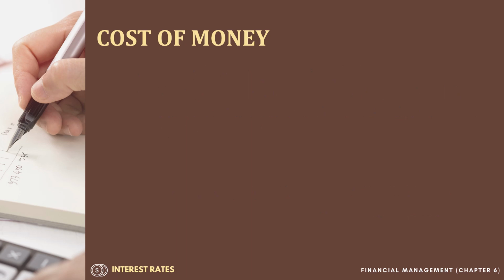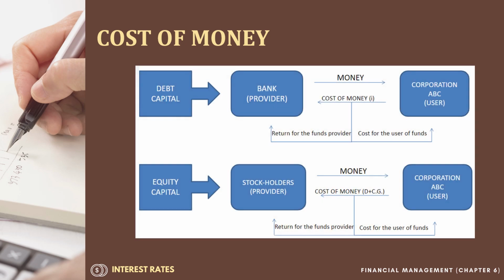Now here is an illustration of how the cost of money works. Again, the cost of money works in two types of financial market. We have here the debt capital and the equity capital. In the debt capital, the provider is a bank or it could be a cooperative. The provider will provide the money to a corporation or to a business, or let's just say an individual, and then such user will now pay the cost of money, or what we call the interest.